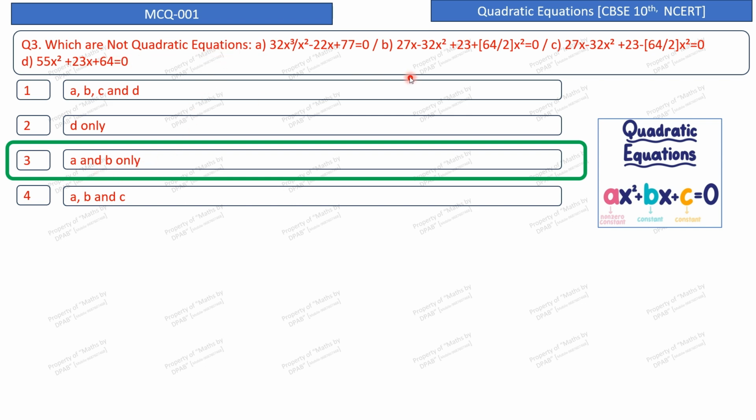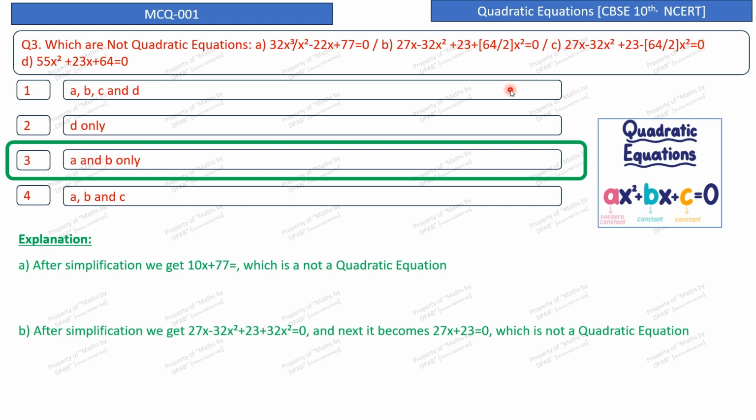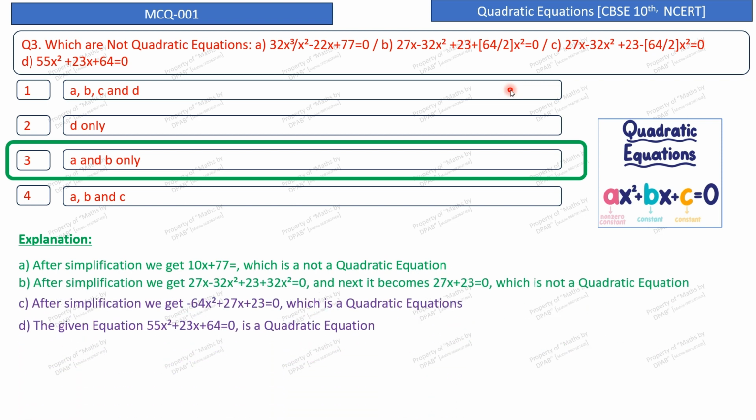And next, B: 27x minus 32x square plus 23 plus 64 by 2x square. This x square term has minus 32, and the other x square term, when you simplify, gives 32. So minus 32 plus 32 becomes 0, and the x square term is eliminated here. So B is not a quadratic equation. Why are the other two equations quadratic equations? The explanation is given as usual here.